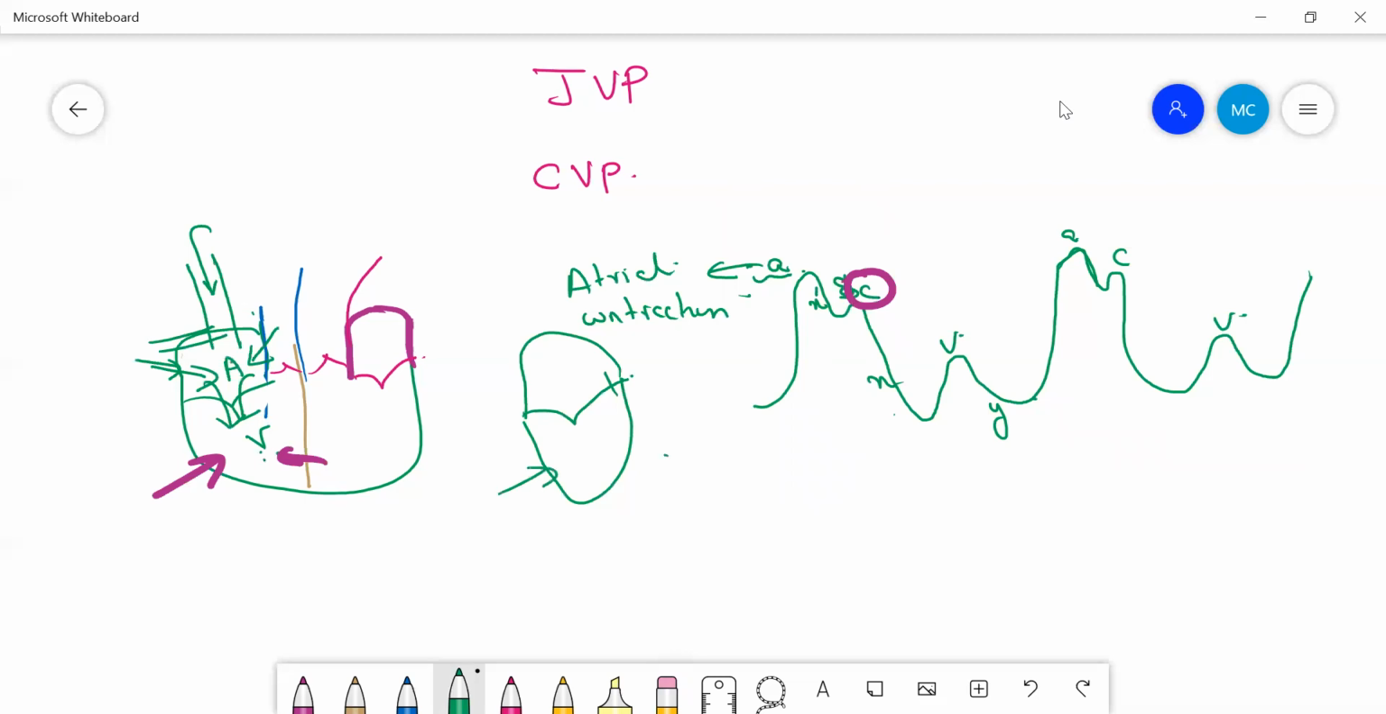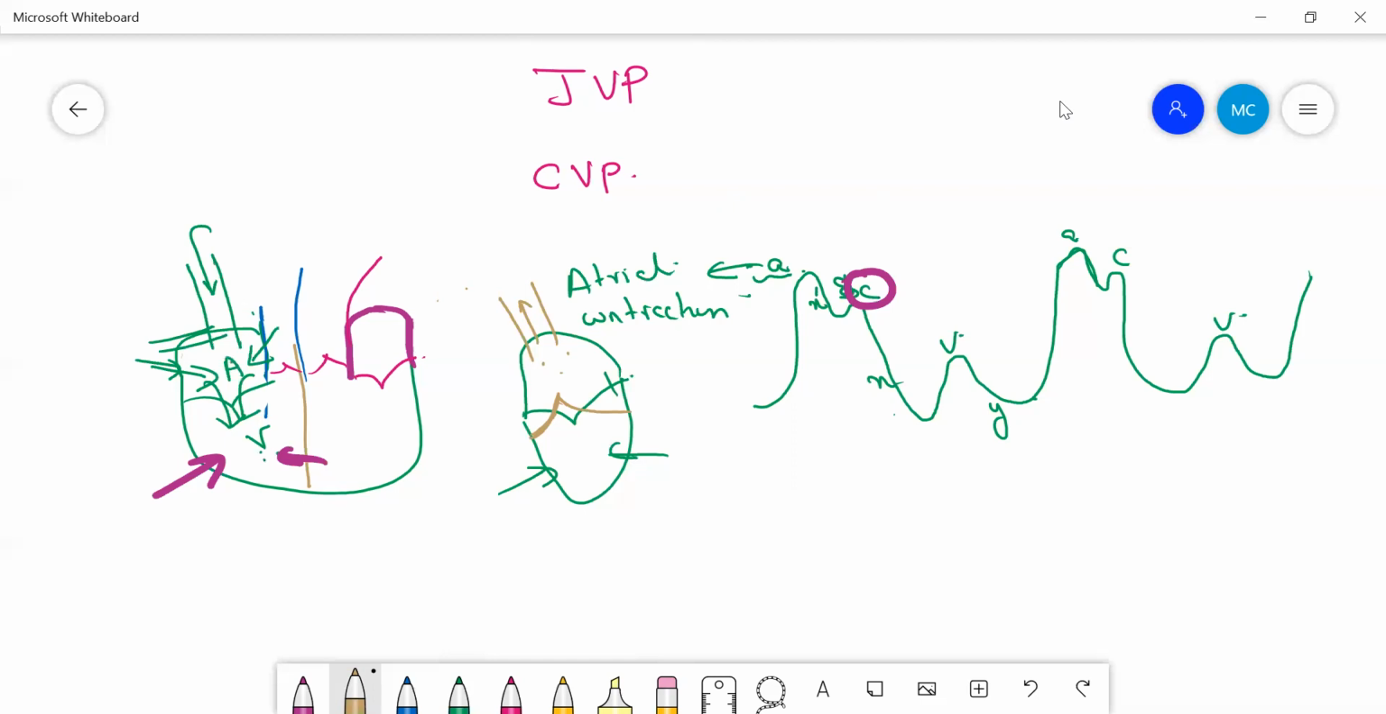So when this ventricle contracts, there is going to be bulging of the tricuspid valve into the right atrium because of the ventricular systole. Because of the bulging of the tricuspid valve into the right atrium, some pressure will be transmitted into the internal jugular vein, which is responsible for this C wave. Remember, the C wave is mainly because of the ventricular systole, the bulging of the tricuspid valve into the right atrium, which transmits the pressure into the right internal jugular vein, resulting in this positive C wave, right?